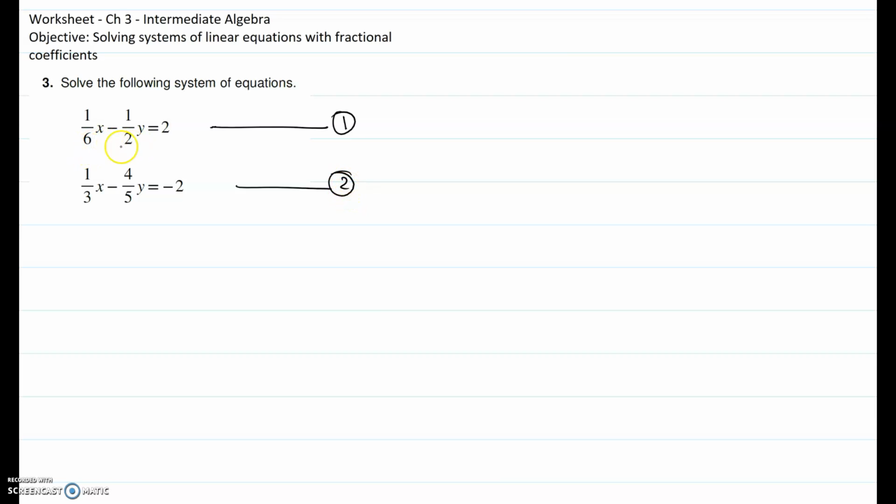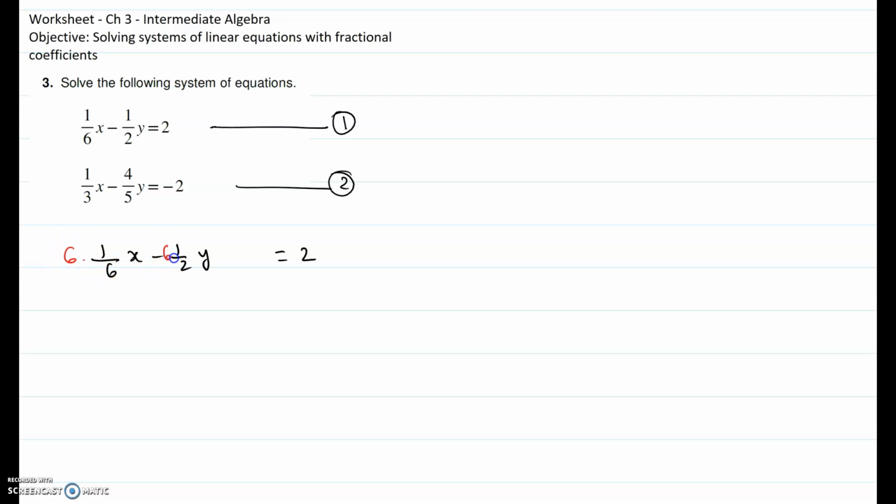Because these coefficients are all fractions, in order to clear the fractions, we have to multiply the first equation by the LCD, the least common denominator, of 6 and 2, and then the second equation by the least common denominator of 3 and 5, which is 15. So we will multiply the first equation by the LCD, which is 6.